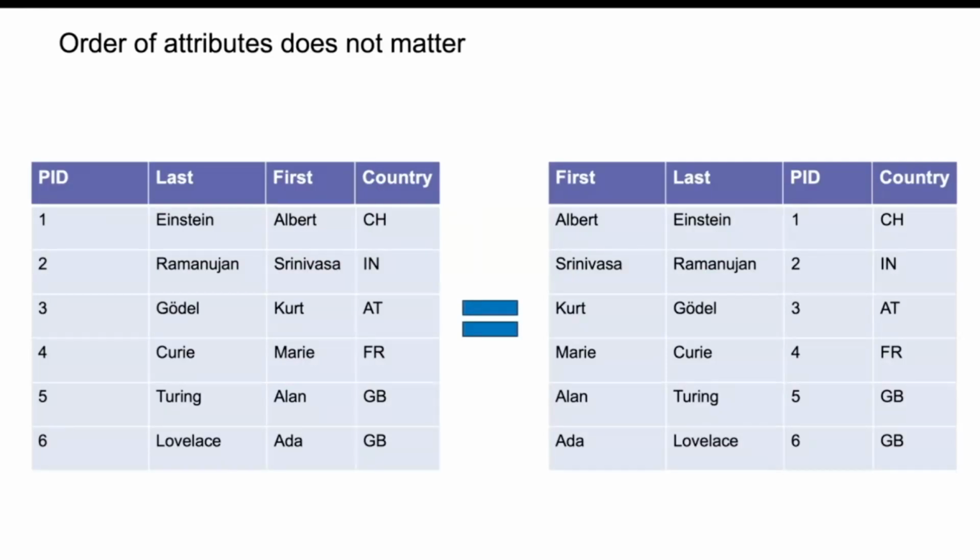We also don't want the order of attributes to matter. Do you see the difference between the two? I just changed the order of the attributes. I had PID, last, first, country, and then I have first, last, PID, country. But do you see it's the same data? Who agrees it's the same data? Right, awesome. So we do not want the math to distinguish between the two. We want the math to tell us this is the same thing.